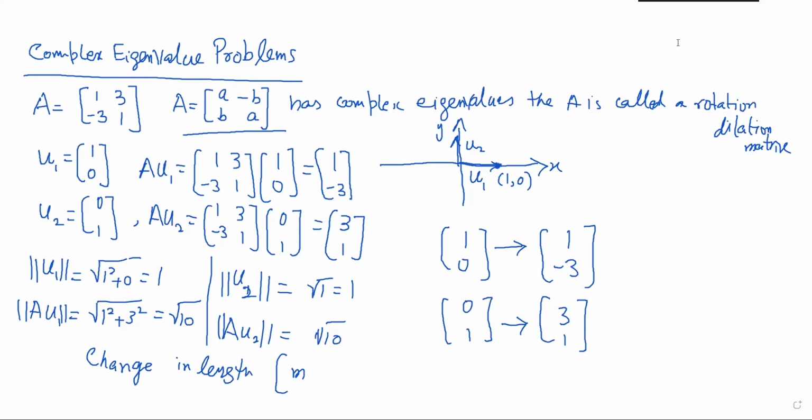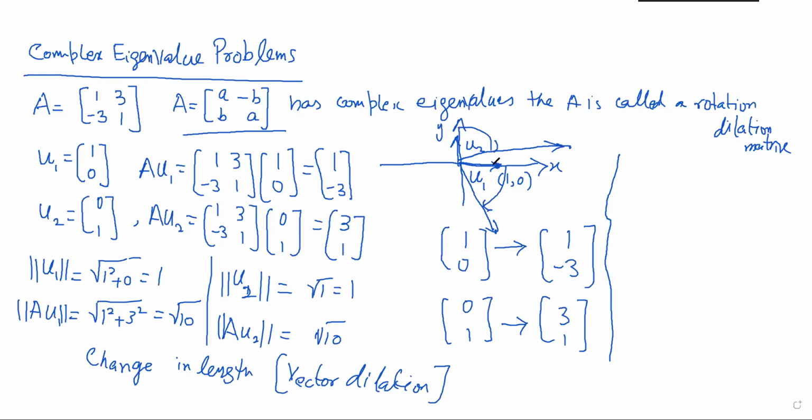We call this type of thing vector dilation. And the other thing was the rotation. For the rotation, we see the angle. For example, the vector has changed from 1, 0 to 1, minus 3. So it will be 1 and then minus 3 will be here. The vector has changed in this direction. And for the other one, it has changed from 0, 1 to 3, 1. So 3, 1 will be 1, 2, 3, and then 1 will be here. So it has changed like this, and there is also some rotation which has taken place. It is the same rotation in both cases, okay.